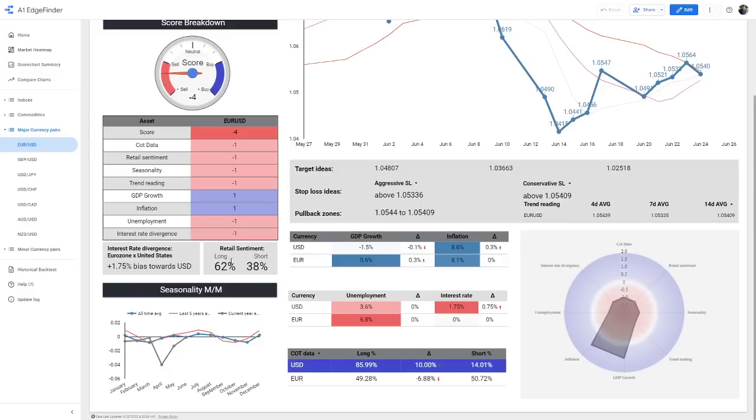It's just that we know that the crowd tends to lose money. And if they're all piled into longs, we've got to be careful and probably biased towards the short side. So we'll go with that.